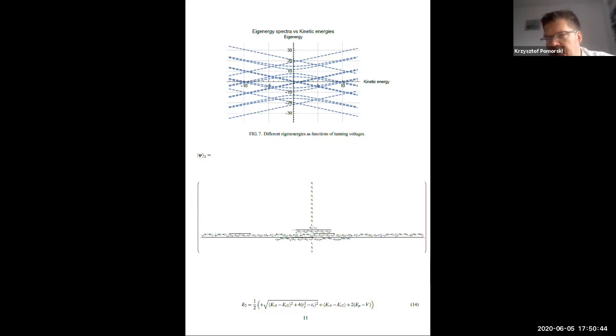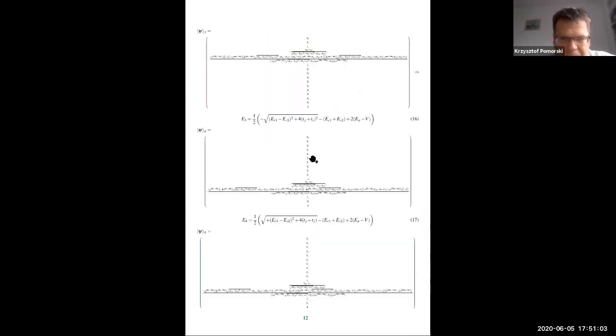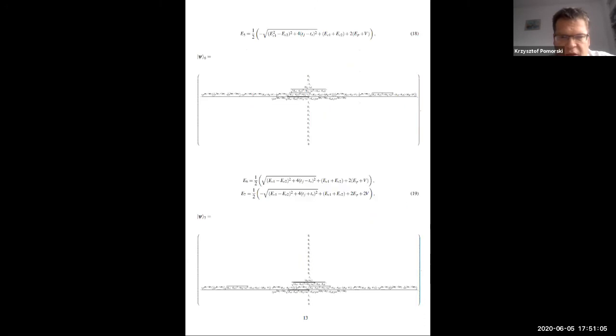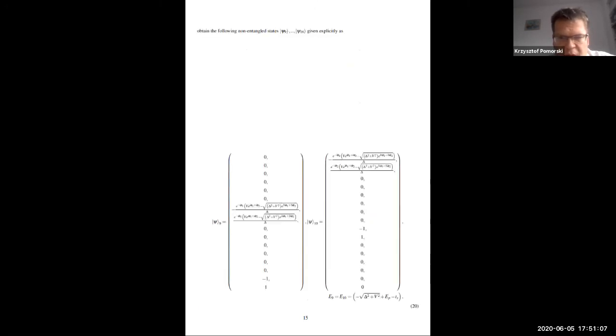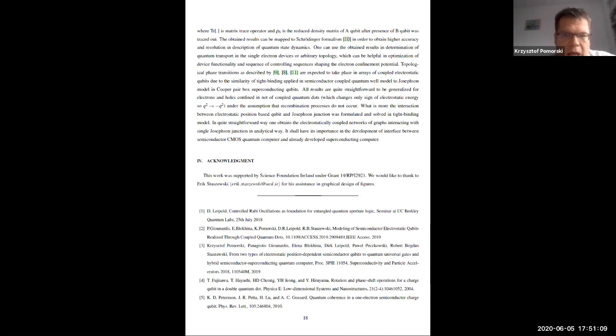Personally, I never managed to come across such a possible model in the literature. I believe it's my only discovery. If you have some counterarguments, please let me know. All right. Yeah. So then there is this algebra of operators.